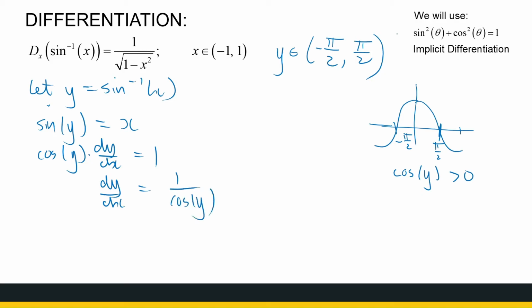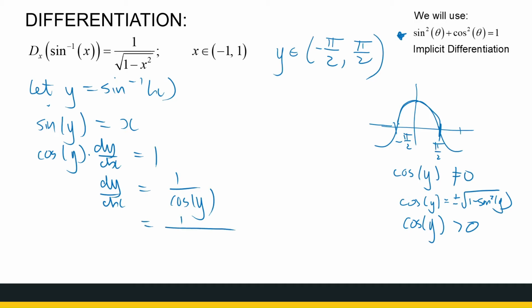Now, in the property up here, if I make cos the subject, then generally I know cos of y is equal to plus or minus the square root of 1 minus sine squared y. But in this interval, cos of y is non-zero, that's the first thing we look at, but we can also see it's positive. So I can rewrite that as 1 over the square root of 1 minus sine squared y. And I don't have to have plus or minus the square root because we know cos of y is positive there. So that's good. And that I can rewrite as 1 over the root of 1 minus x squared because x was sine of y. And that is the derivative of arcsine x.